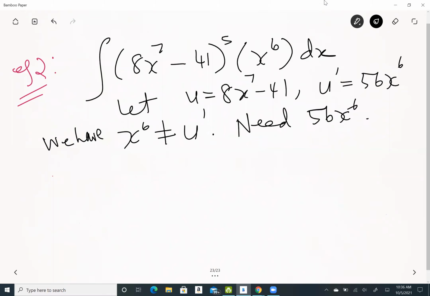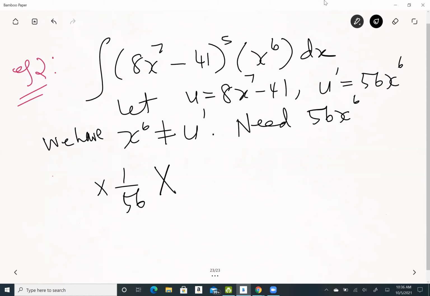So what do we do? Multiply by what? You don't multiply by 56, and you don't multiply by 1 over 56. You multiply by 56 over 56. Remember, we need to multiply only by a ratio constant, the same constant. You cannot multiply by 1 over 56, because that will change the equation.